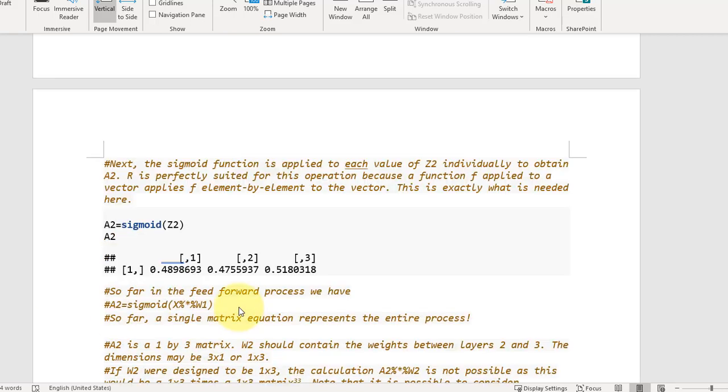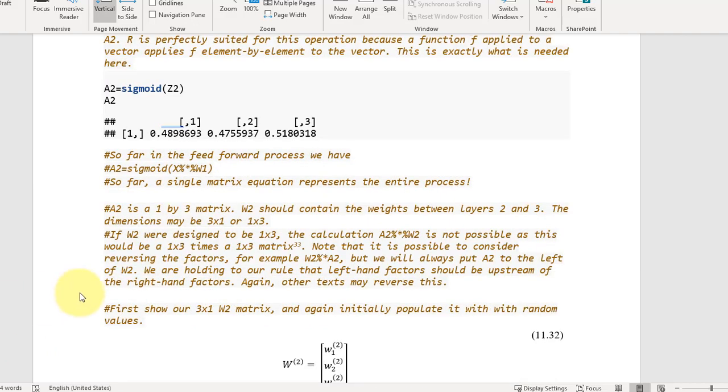So to recap, so far in the feed-forward process, we have A2 is sigmoid of Z2, but Z2 is this, so we could say sigmoid of this. So far, a single matrix equation represents the entire process, so that's nice. Not necessary to do it this way, but it certainly is nice to be able to do it this way.